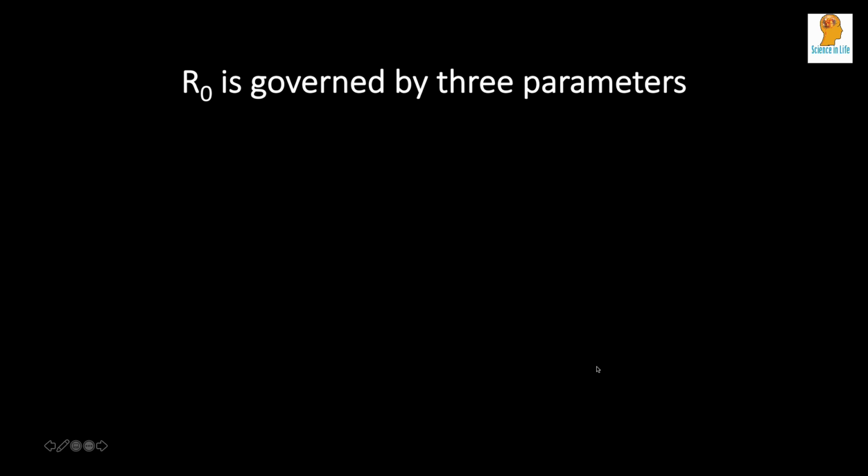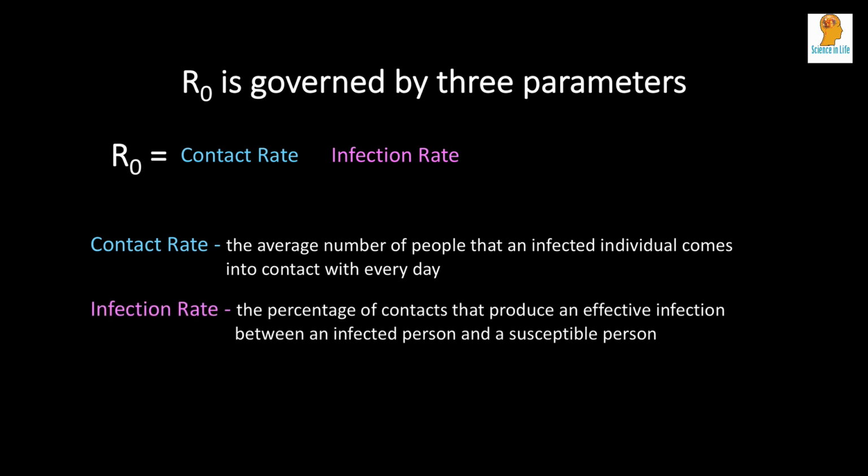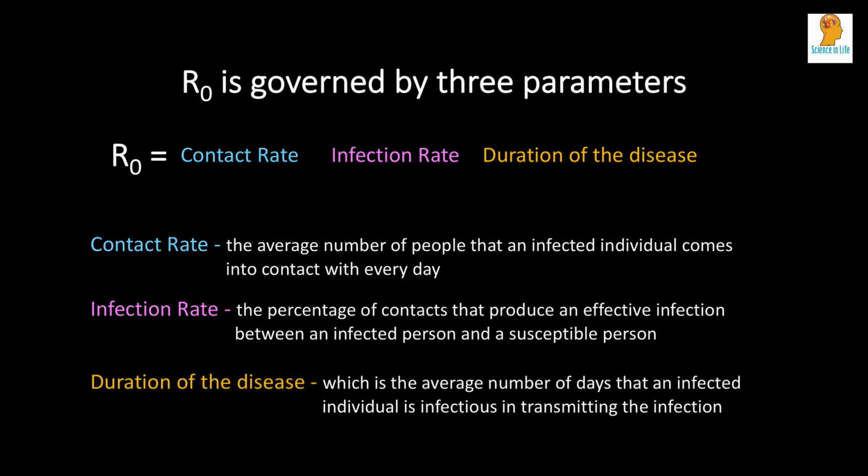This number is governed by three parameters. The contact rate is the average number of people that an infected individual comes into contact with every day. Infection rate. This is the percentage of contacts that produce an effective infection between an infected person and a susceptible person. Then, the duration of the disease, which is the average number of days that an infected individual is infectious in transmitting the infection.